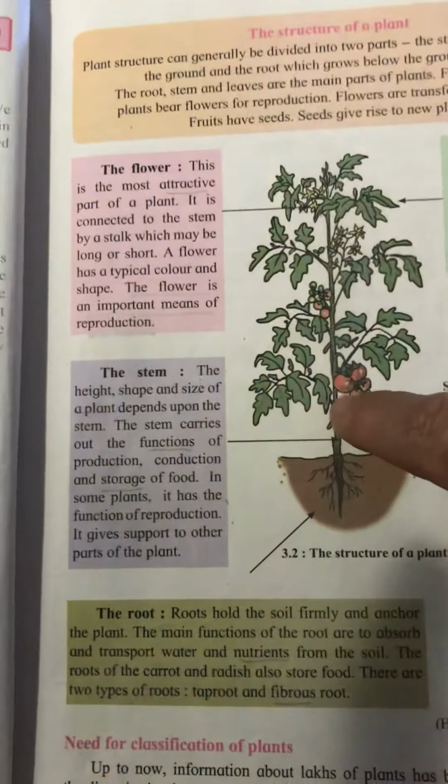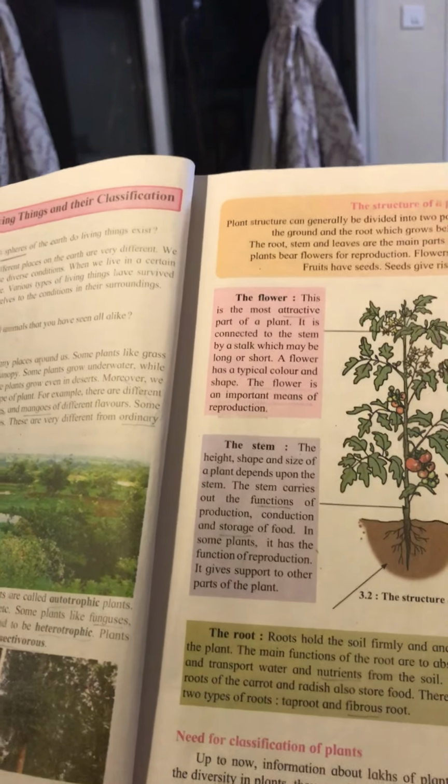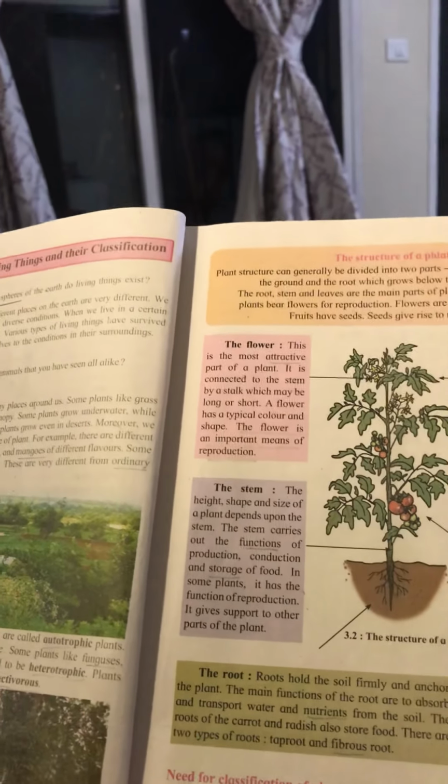Then you have conduction. The food is transported to various parts of the body. So that is conduction. Storage मतलब संभाल के रखना. कल जाके कभी सनलाइट नहीं हुआ तो खाना नहीं बनेगा. तो the plants have a capacity to store food in the stem. That is why the function of the stem is production, conduction and storage of food.